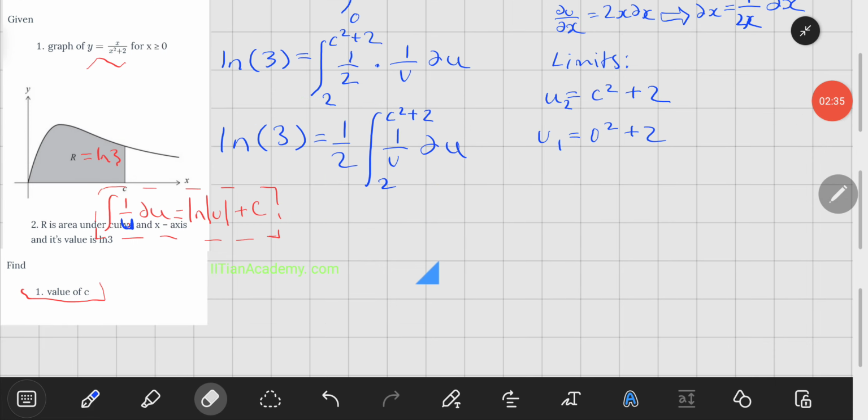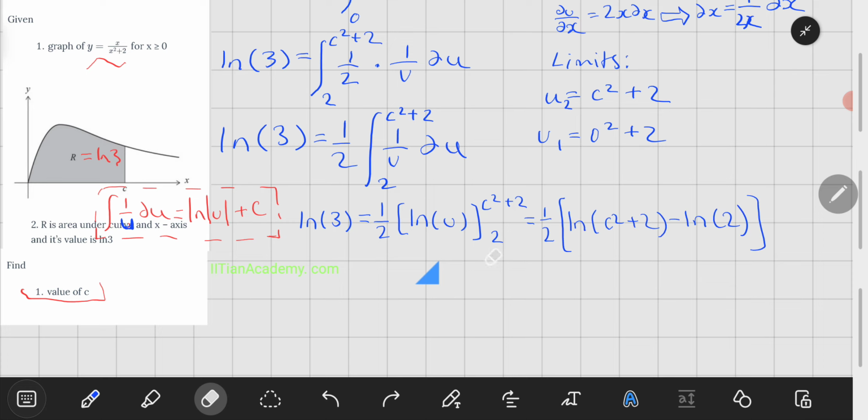To evaluate, we have to use the rule that the integral of 1 over u du is equal to ln u plus c. So we get the following, where ln 3 is equal to 1 over 2, and then the ln of u evaluated at both the upper and lower limit. And we know that when we're evaluating an integral for its upper and lower limit, we evaluate it first at its upper limit and subtract the same function at its lower limit. So our expression becomes 1/2 times ln of c squared plus 2 minus ln 2.